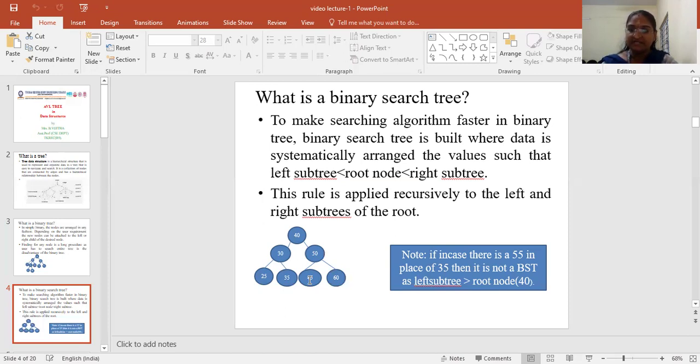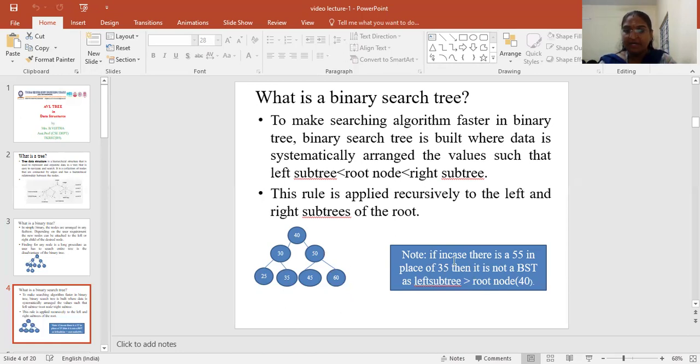Again, in the second step, I'll do the same comparison with the parent node 50. Here, in the parent node, I'll compare 45 and 50. Here, as 45 is less than 50, I'll go towards the left side. So in this way, the searching of elements is very easy in a binary search tree.